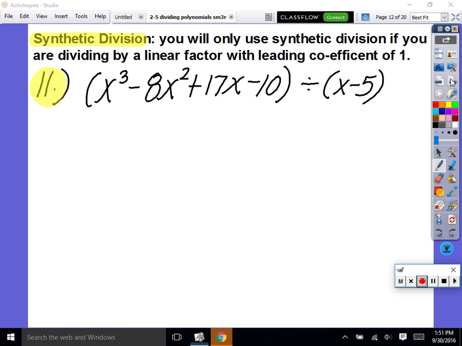Ready, set, go. Synthetic division. Synthetic division is just another method to divide polynomials. However, you will only ever use synthetic division if you're dividing by a linear factor, so that means degree 1, correct? That has a leading coefficient of 1. Do you see how this is a 1 and a 1? That's the only time we'll use synthetic division.